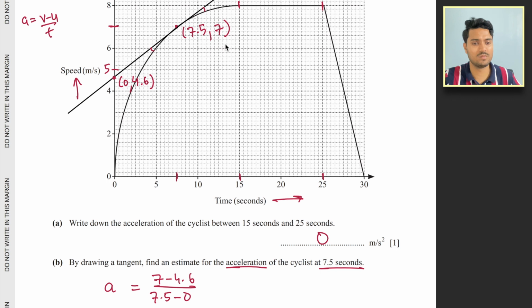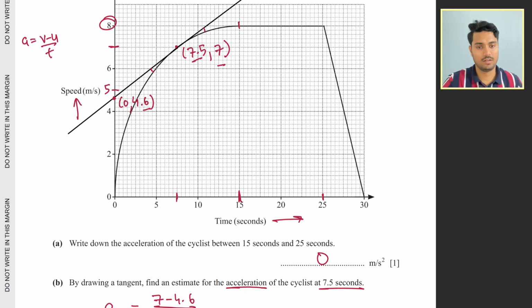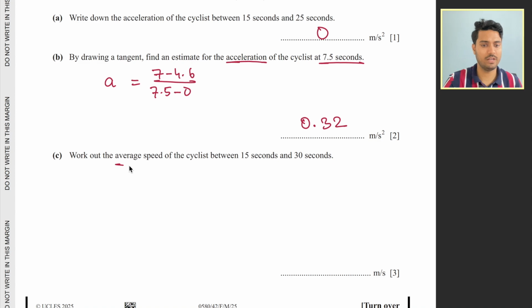See, this minus this, 7.5 minus 0. So let's do this in the calculator. 7 minus 4.6, divided by 7.5, and the answer is 0.32. The answer is 0.32. Let's check part C now. So part C says work out the average speed of the cyclist between 15 to 30 seconds.